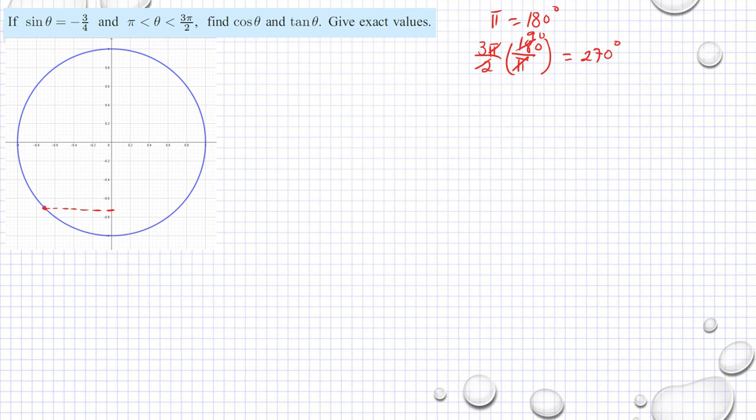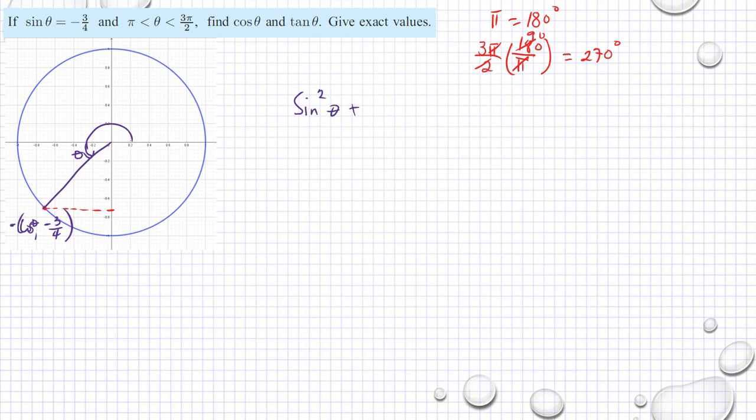Then my theta now is this one. Or if you want to start with the origin, this is our theta. And we know that the y value is negative 3/4. That is our sine. Then we need to find cosine theta. We know that cosine is negative there, so we have negative cosine theta.